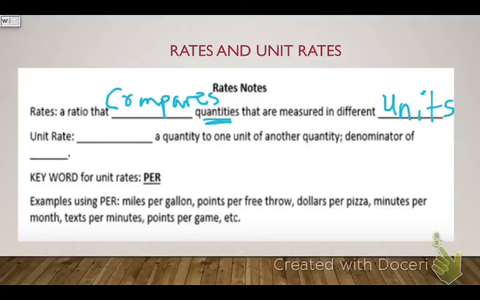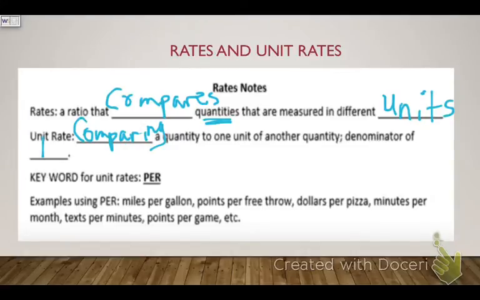Unit rate is comparing a quantity to one unit of another quantity. The denominator is usually 1.